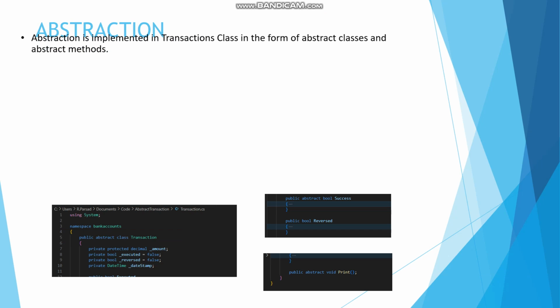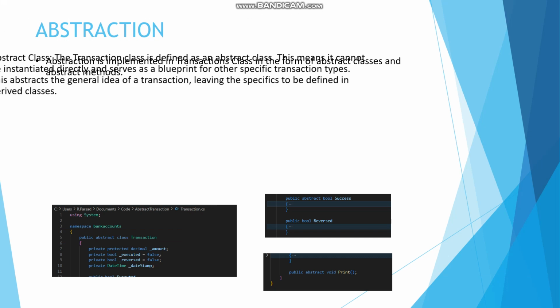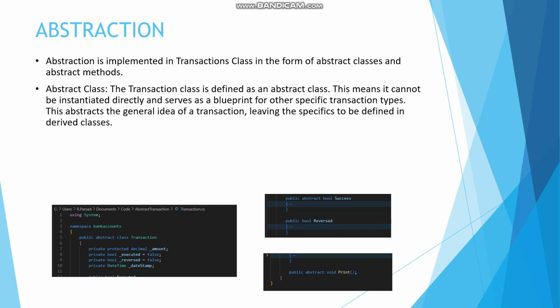Then comes the abstraction part. Abstraction allows us to define the structure of an object without detailing its implementation in our program. The transaction class is an abstract base class. It contains the abstract method process, which defines the general interface for processing transactions. This method must be implemented by any subclass, ensuring a common structure while allowing different implementations.